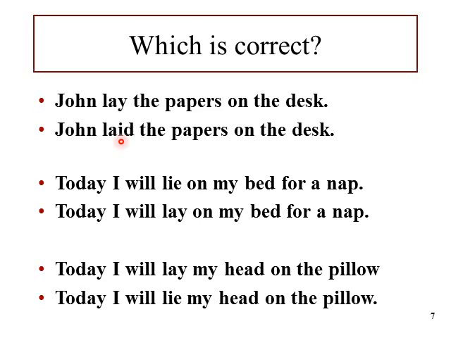And what we have to ask ourselves is, do we have an object or not? And in this case, we do. We have an object, papers. We're actually putting something down. John's actually doing some kind of action here. You can actually see him putting those papers on the desk. So what you want then is not the verb lie. You want the verb lay, and you want its past tense, which is laid. John laid the papers. You can see that action.